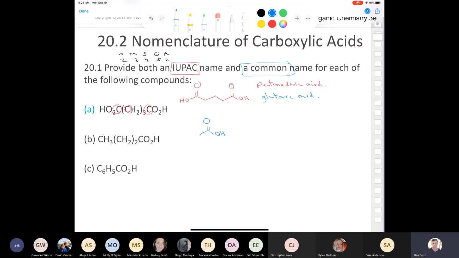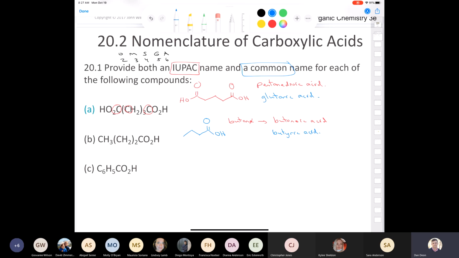We have 1, 2, 3, 4. And the systematic or IUPAC name of this compound, if we had a 4-carbon hydrocarbon, it would be butane. So we drop that off, and this would be butanoic acid, like that. And the common name is butyric acid.